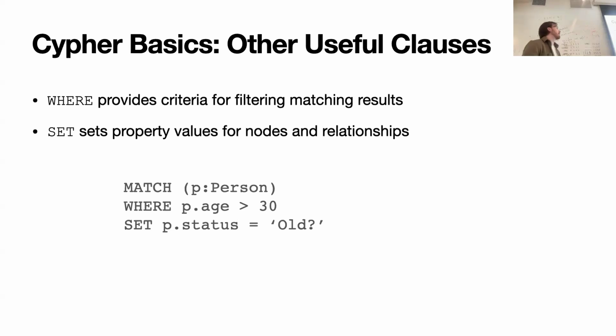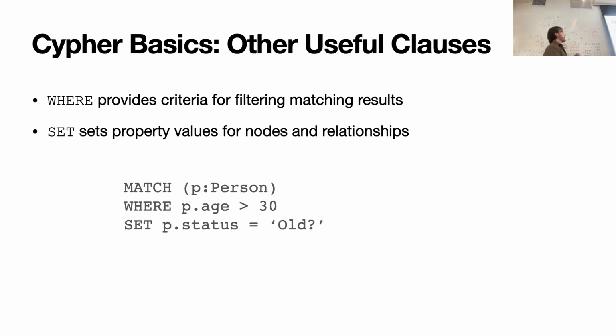We can also filter on the properties of a node. So there's two other useful clauses, WHERE and SET. We can match a person and limit the nodes we are returned by saying WHERE p.age is greater than 30, SET p.status to old. I'm turning 30 this year, so this is a question on my mind.